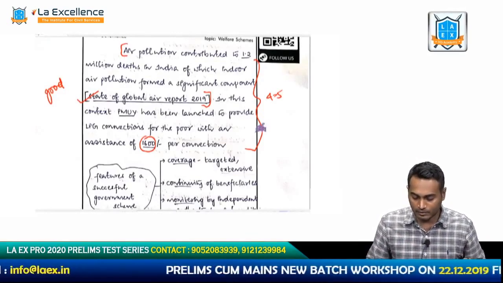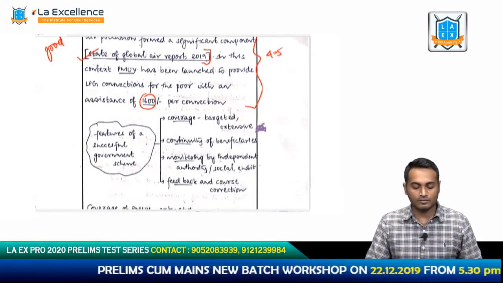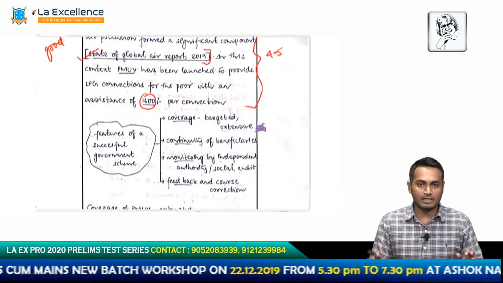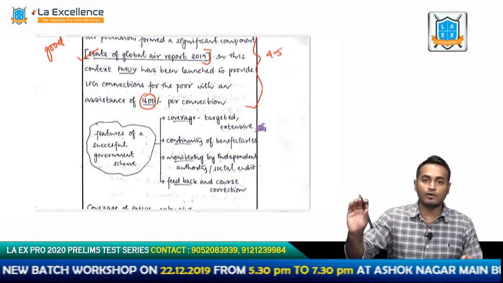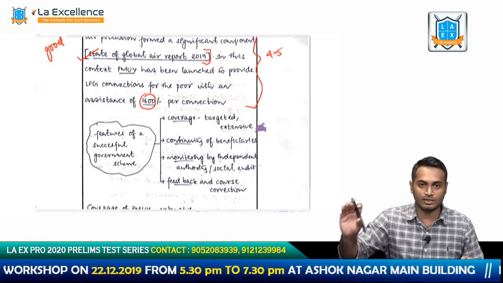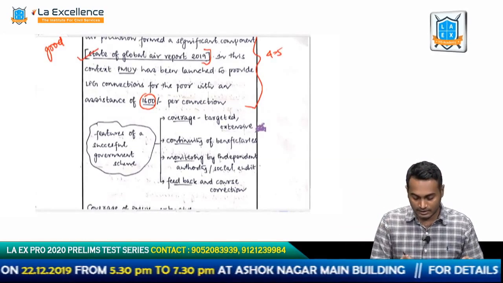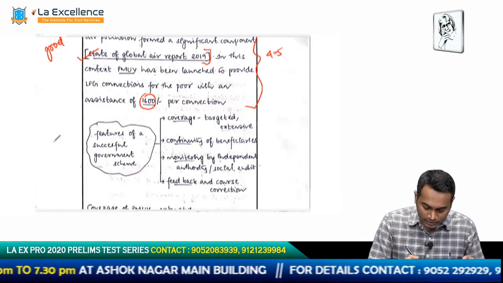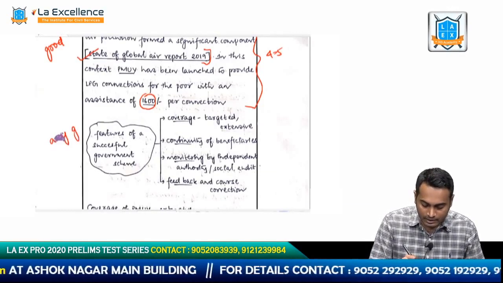Now we will move forward. What are we supposed to do? We are to talk about the working of a scheme in general, any general scheme, and then we would move forward to talk about Pradhan Mantri Ujjwal Yojana. That is what we have said. So let's see what he does. See, features of a successful government scheme.